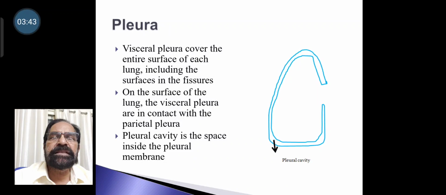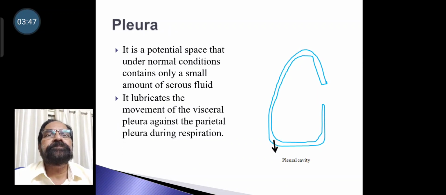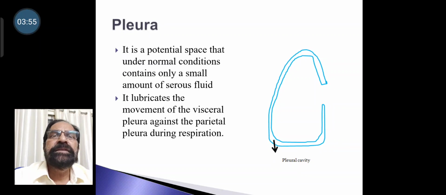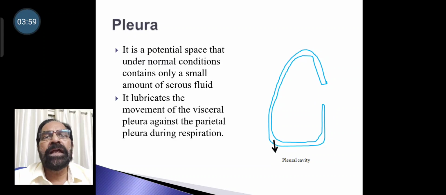Pleural cavity is the space inside the pleural membrane. It is the potential space that under normal conditions contains only a small amount of serous fluid. It lubricates the movement of visceral pleura against the parietal pleura during inspiration.